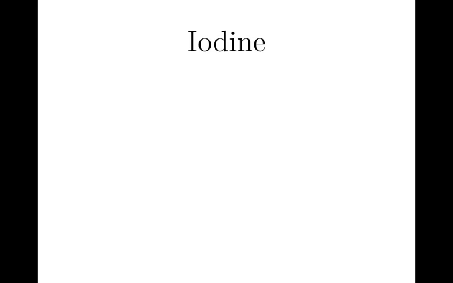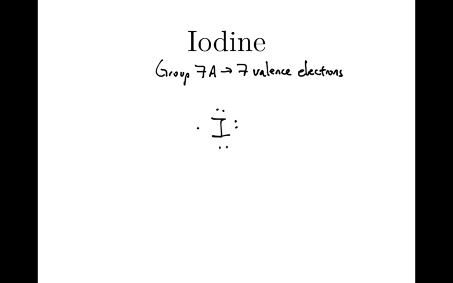Iodine, just like the other halides, is in group 7A of the periodic table. Therefore, it has 7 valence electrons. Its periodic symbol is capital I, and just like the other halides, it will look the same as chlorine, fluorine, and bromine.